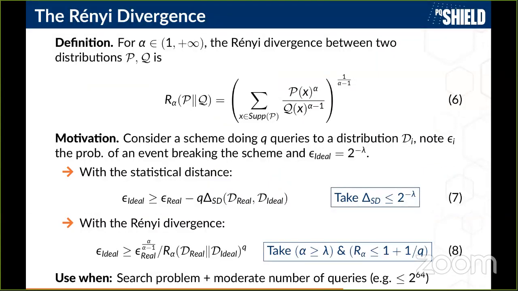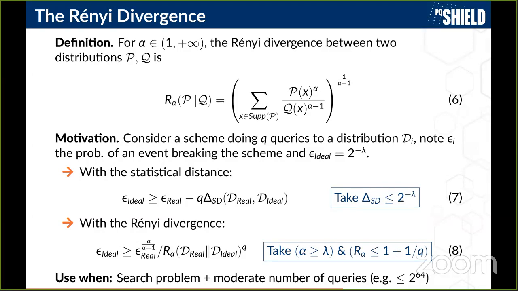Okay, so what is the Renyi divergence? The Renyi divergence is a cryptographic divergence, and its definition is given by equation 6. What is important here is not really the definition of the Renyi divergence, but its properties, because it has a lot of cool properties, and in particular, it has very different properties from the statistical distance, for example.